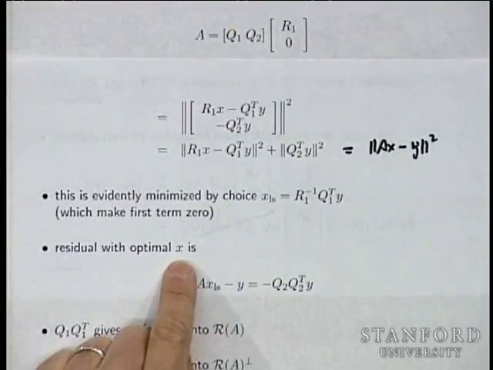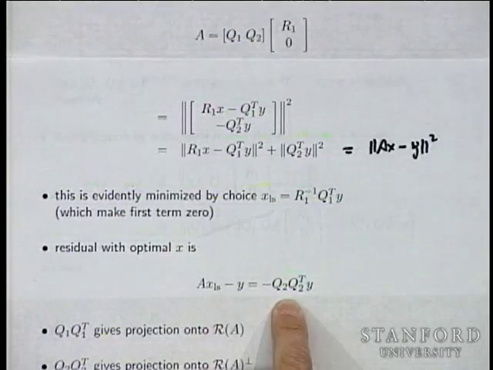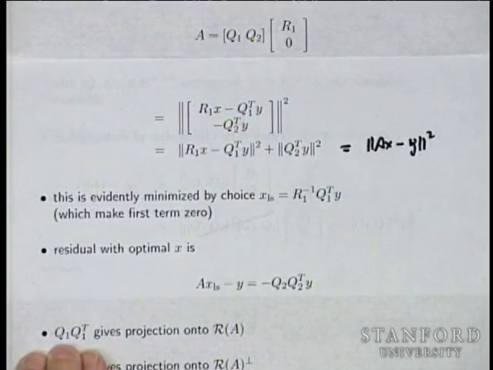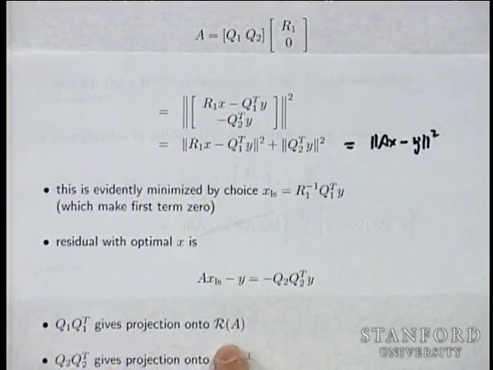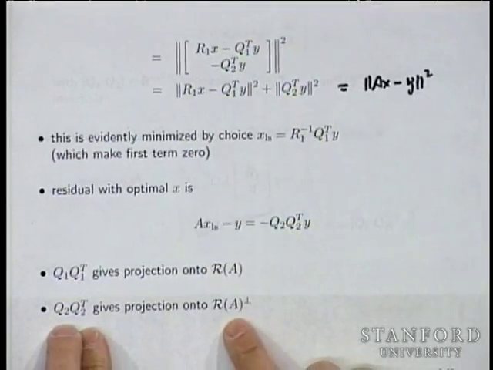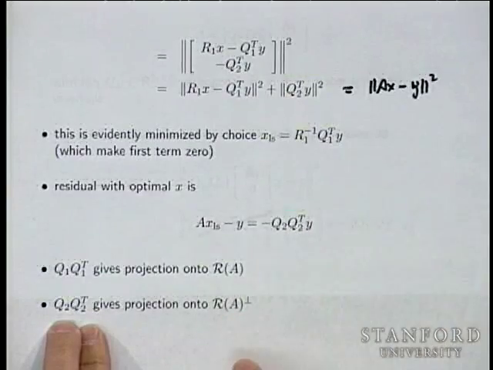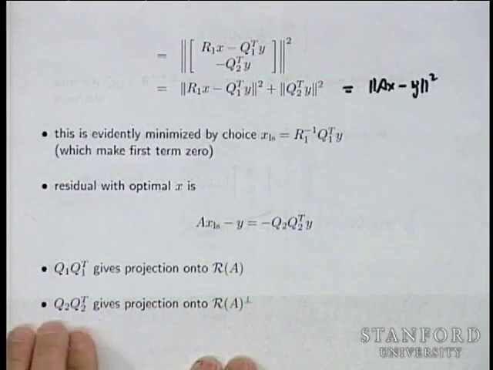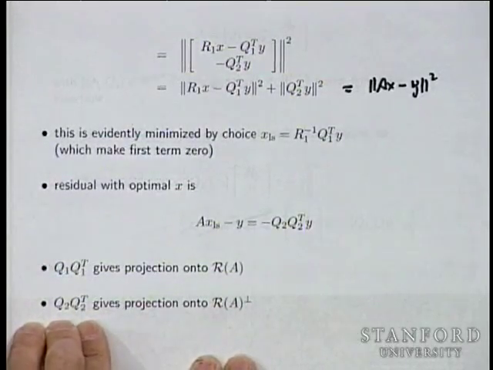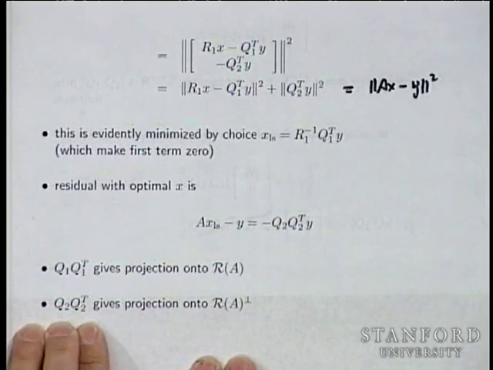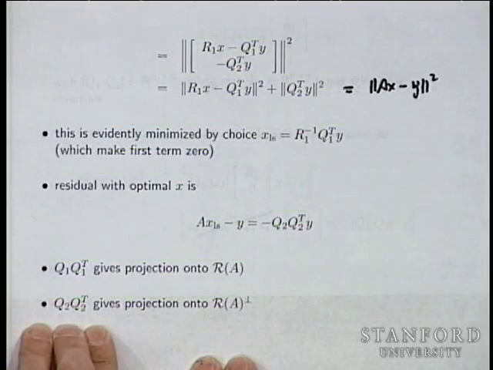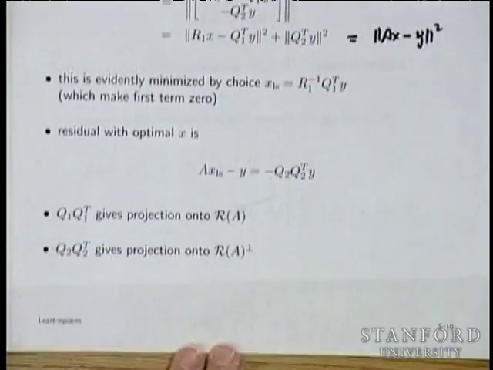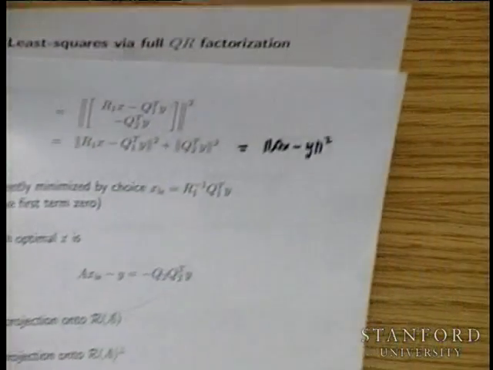And the residual with the optimal x is Q2 Q2 transpose y, which you can work out directly from this, because that's the residual. So what that means is that Q1 Q1 transpose gives you projection on the range of A, and Q2 Q2 transpose gives you projection on the orthogonal complement of the range of A. So that's what this is. This stuff is all very abstract for now, but when we put it in the context of actual applications, I think it'll become clear and possibly even interesting. Okay, so that's the connection to full QR factorization.